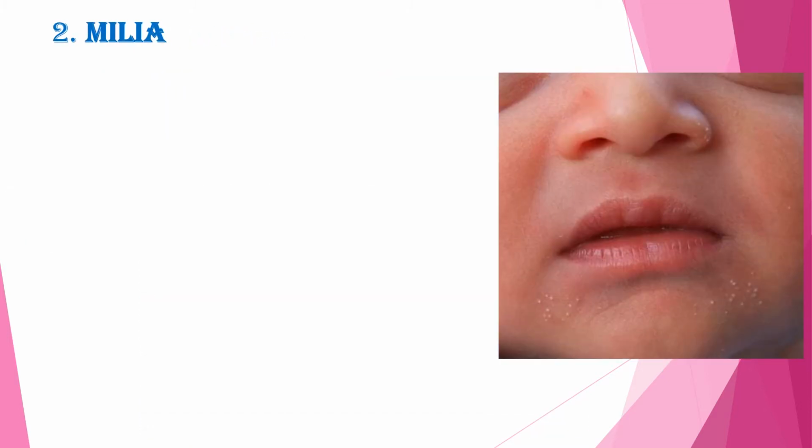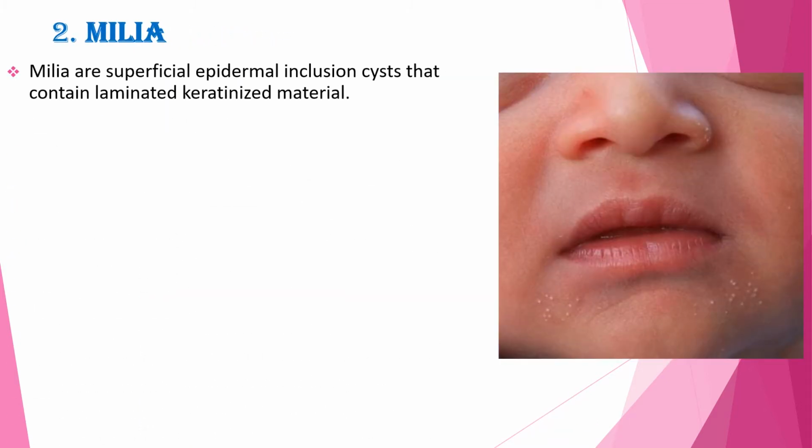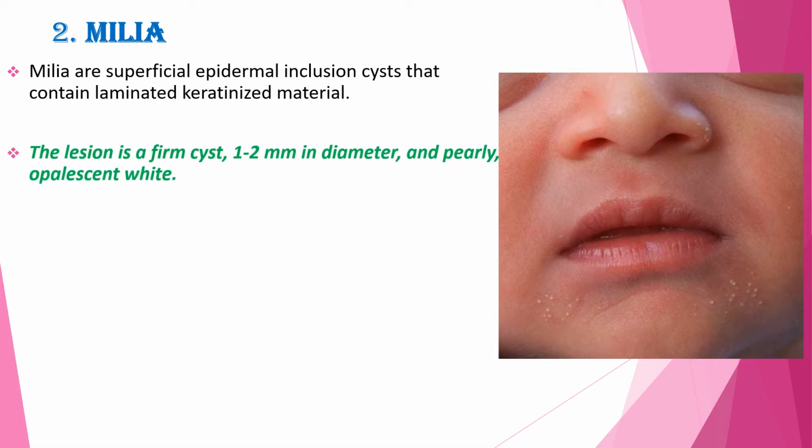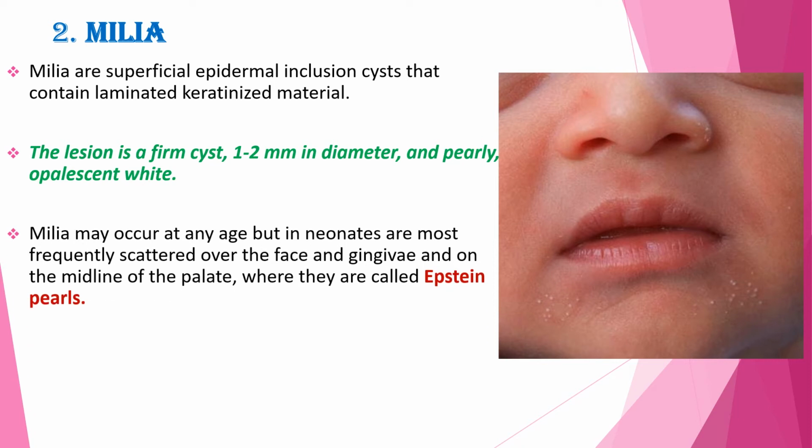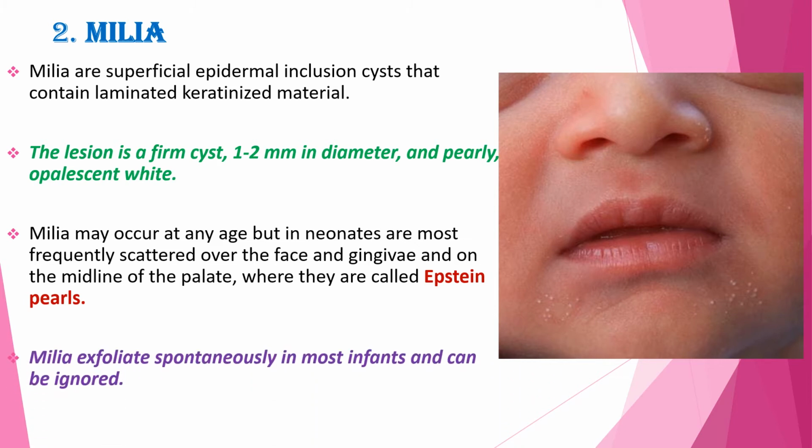The second one is milia. Milia are superficial epidermal inclusion cysts that contain laminated keratinized material. The lesion is a firm cyst, 1 to 2 mm in diameter and pearly opalescent white, as you see on the image. Milia may occur at any age, but in neonates, they are most frequently scattered over the face and the gingiva and on the midline of the palate, where they are called Epstein pearls. Milia exfoliate spontaneously in most infants and can be ignored, and no treatment is required.